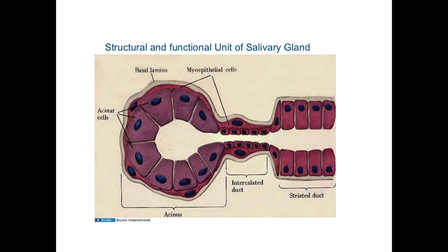This is also associated with myoepithelial cells going to the upper duct. From the intercalated duct, there is a change again of cells from cuboidal to columnar. We have the striated duct of the salivary gland. Take note, near the secretory cells is the intercalated duct followed by the striated duct.